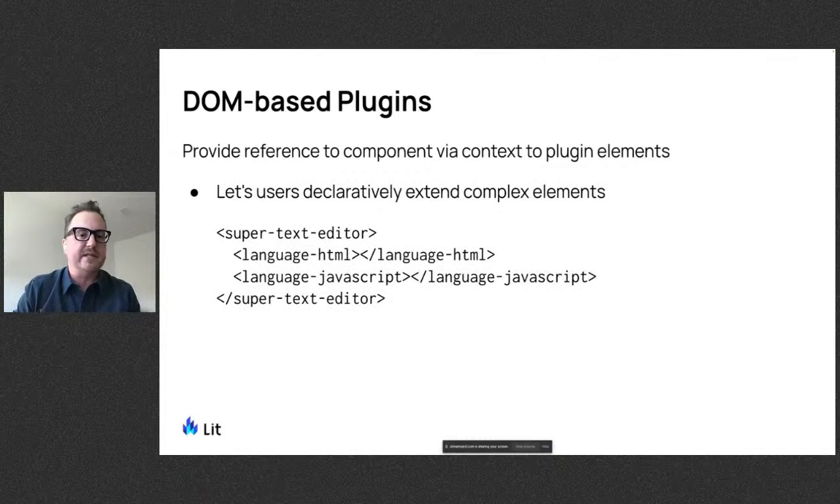Similarly, a use case I really like is DOM-based plugins. Instead of just UI elements, you might be trying to make a declarative API or wrapper around a JavaScript library that is heavily plugin based. It turns out if you provide the main API surface via context, you can make plugin elements. So you might have a text editor and you're able to add language support by dropping in language elements inside of it.